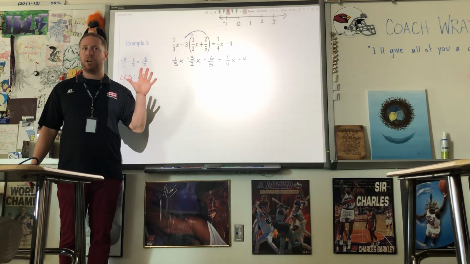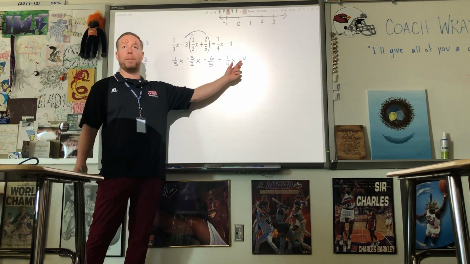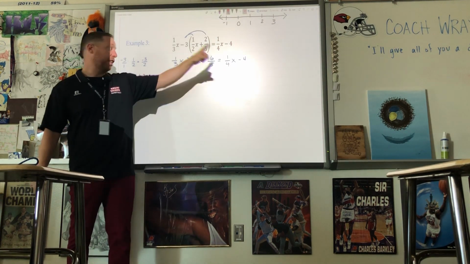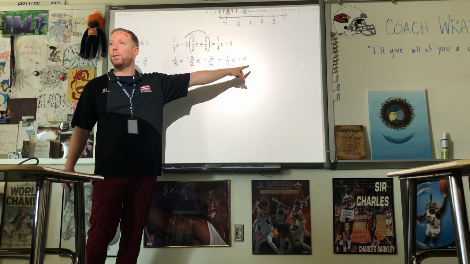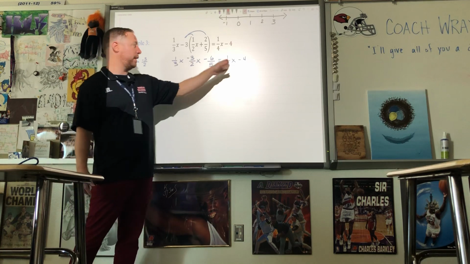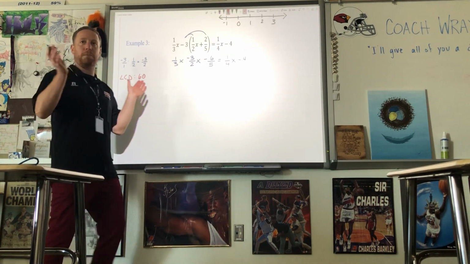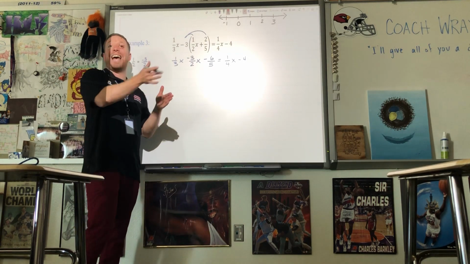There are 5 terms in this equation. Each one of these is a term, not just the ones with variables. The constant is also a term. So there are 5 terms in this equation, and all 5 of these terms need to get multiplied by 60. The rule is you can multiply by whatever you want as long as you do it to everything.